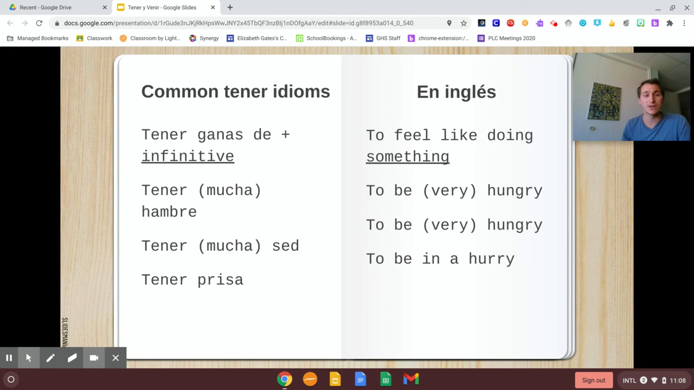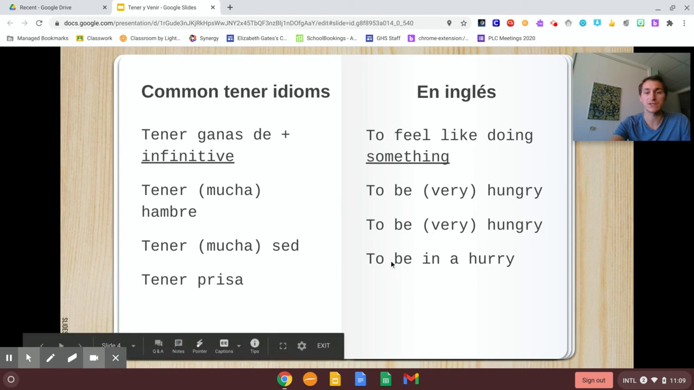So there are some common idioms with the verb tener. Some of these phrases are tener ganas de, plus an infinitive. An infinitive is a verb that ends in ER, IR, or AR, which means there's no subject. Like tener, right here, is in the infinitive, to have. Tener ganas de, to feel like doing something. Tener mucha hambre is to be very hungry. Tener mucha sed, to be very thirsty. And then tener prisa, to be in a hurry.